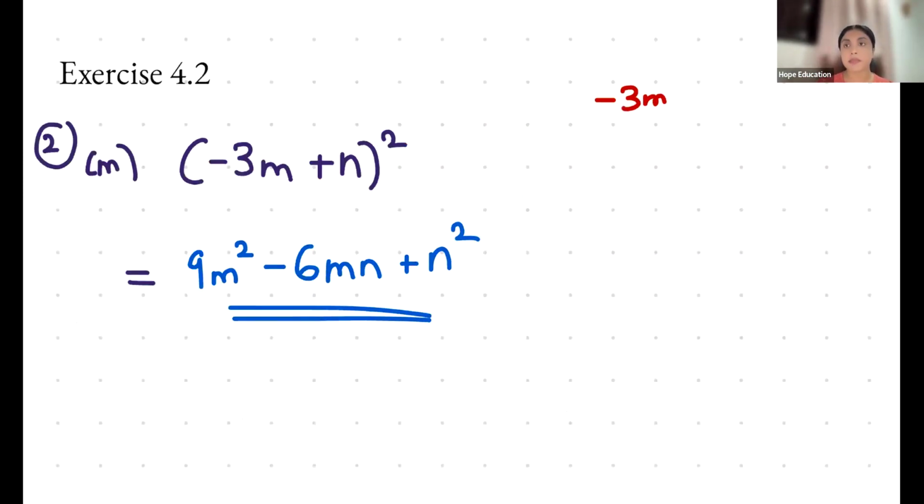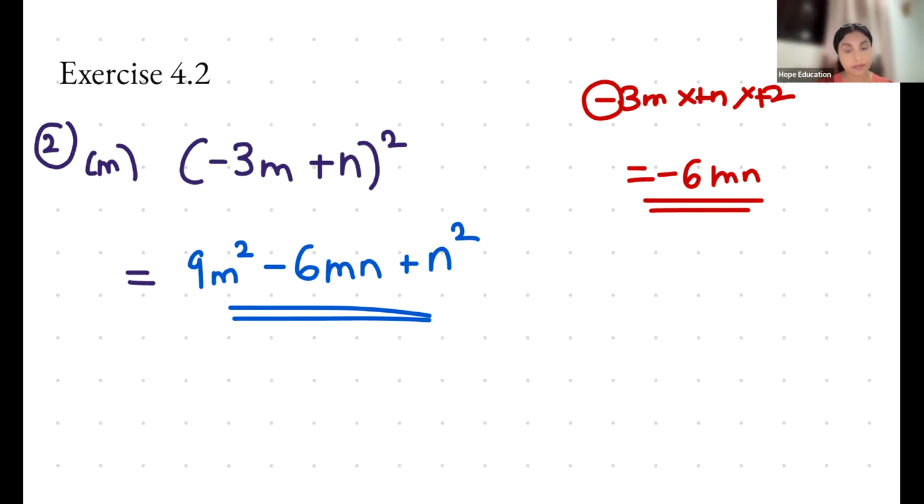First term में काय, second term में काय, 2y multiply करना. Here I have minus 3m, here I have plus n multiplied by, here I have 2. So 2 times 3 is 6, there's m and there's n. Here minus, here plus. Minus times plus is minus. Then minus times plus is again minus. So that's how I get the answer minus 6mn.